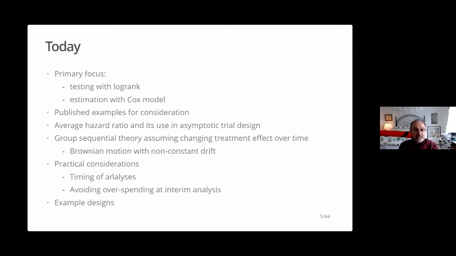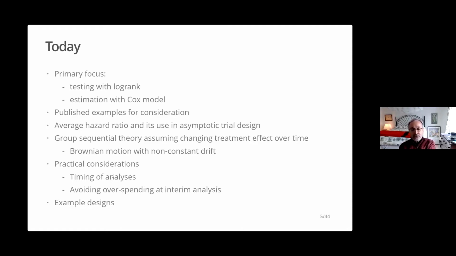What I've been focusing on the last couple of years, and I've gotten some tools together for, is using an average hazard ratio and then applying it for asymptotic trial design. So we'll get into those details. It's a pretty simple extension at the end of the day to standard group sequential theory. I like to think of it as instead of a Brownian motion with constant drift, where you're choosing some points along the Brownian motion, now you've got a drift that's changing over time, probably in a smooth fashion. So I'll show you that.